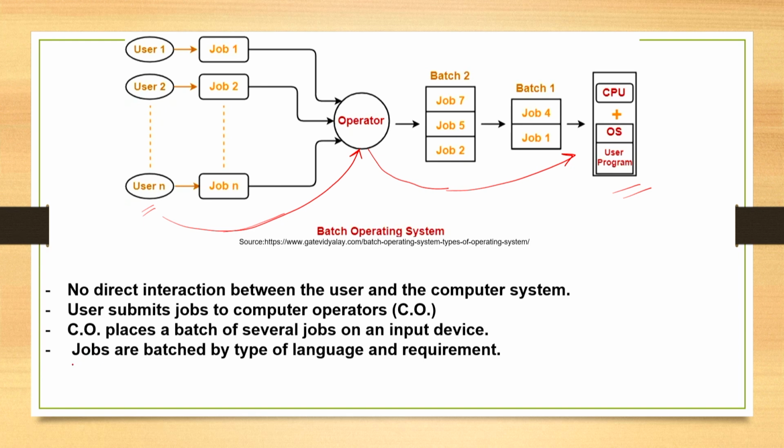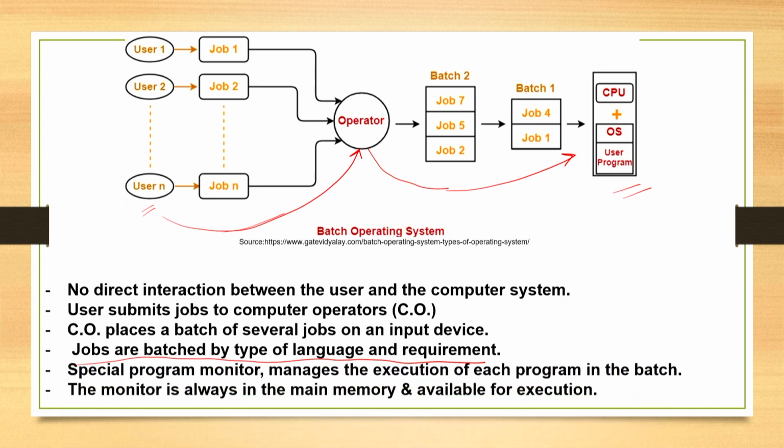Here the jobs are batched by type of language and requirement. Similar type of jobs are placed in a given batch. A special program, the monitor, manages the execution of each program in the batch, and the monitor is always in the main memory and available for execution. So, this is how the jobs are executed in a batch operating system.